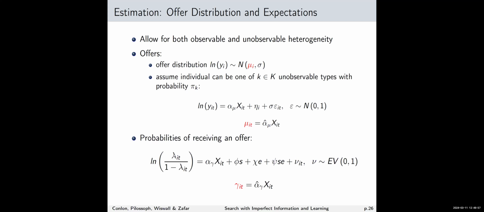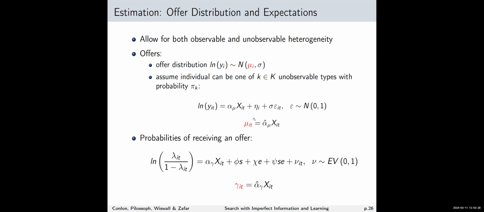The probabilities of receiving an offer, we're going to do something similar. We're going to allow it to depend on observable characteristics, age, education, and so on, plus these search decisions and employment statuses. Again, your expected true underlying gamma is going to be equal to this alpha hat X_it plus the rest of this stuff here. The reason I didn't write this here is because it relates to how we're going to back out these expectations.